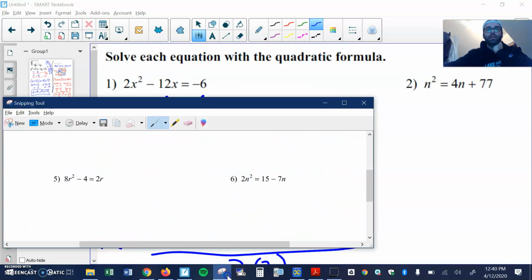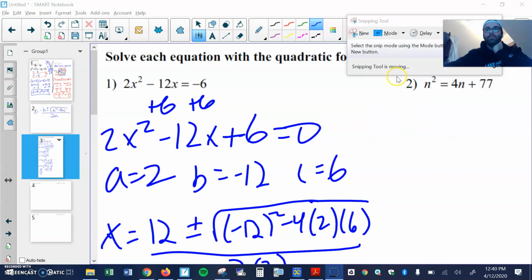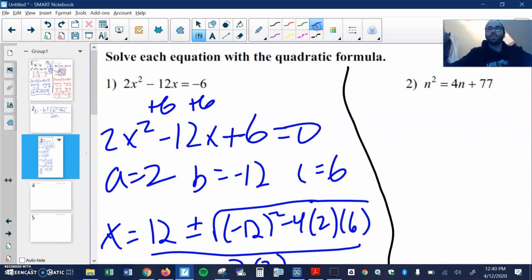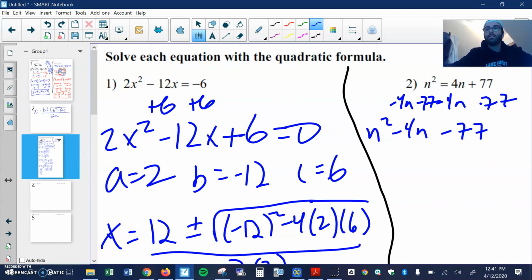Here we go. Let's try number 2. Number 2 is not in standard form either. I'm going to bring everything on the same side as my quadratic. That's the key to start. Here we go. n squared minus 4n minus 77 equals 0. So let's do the quadratic formula.